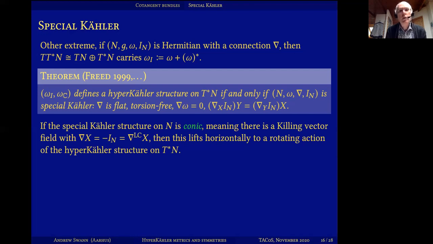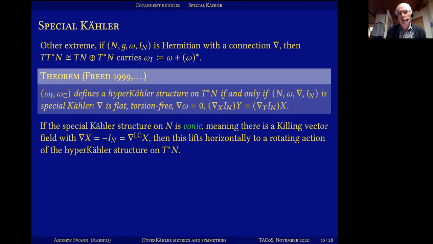There's a subclass of these special Kähler structures that are called conic. This means they have some sort of cone structure, so you have some scaling and some rotation. The rotation is generated by a vector field X, and the covariant derivative of X, with respect to this special connection and with respect to the Levi-Civita connection, should give you minus the complex structure you're working with. Then it turns out that I times X is actually a homothety of the metric, so you really get something that looks like a cone.